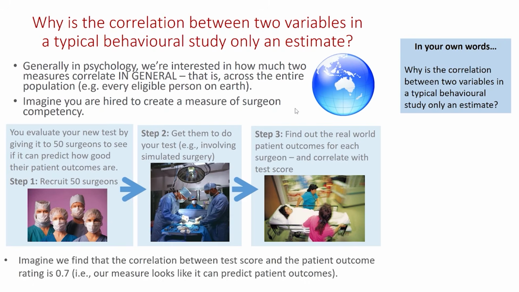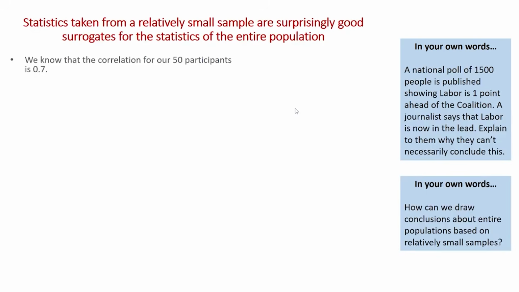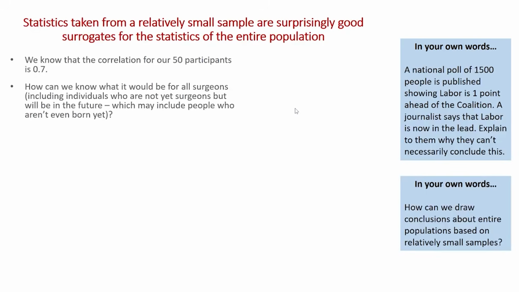Okay, so let's imagine that the correlation between the test score and patient outcome rating in this case is 0.7. So our measure looks pretty good. It looks like our test can predict surgeon competency. Okay, but that's the correlation for our 50 participants. That's not actually what we want to know.